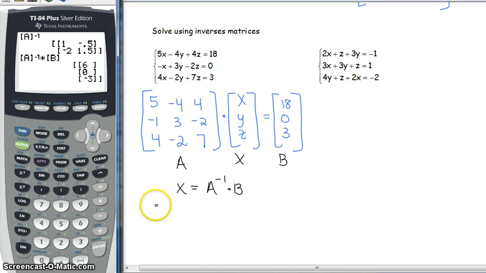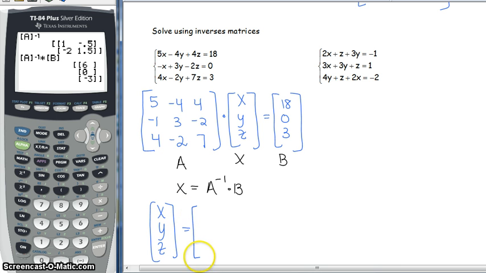And I get that my x, y, z, my calculator tells me is 6, 0, negative 3. So it tells me that my x is 6, my y is 0, and my z is negative 3. So my solution, always write it in coordinate form, is 6, 0, negative 3.